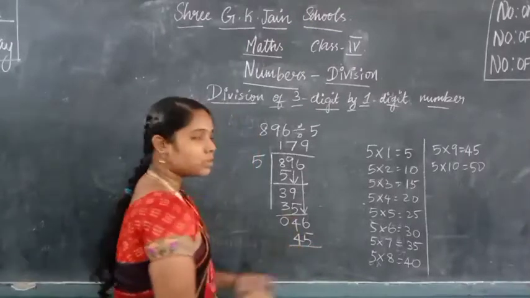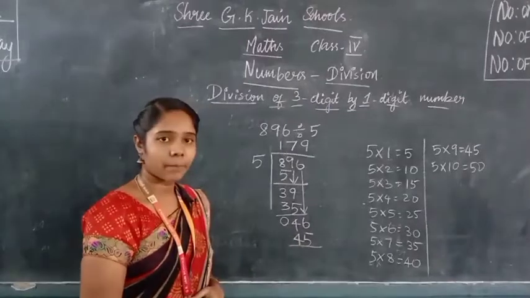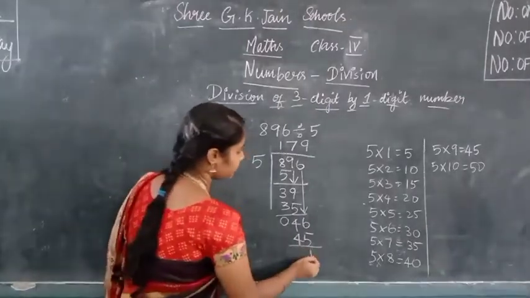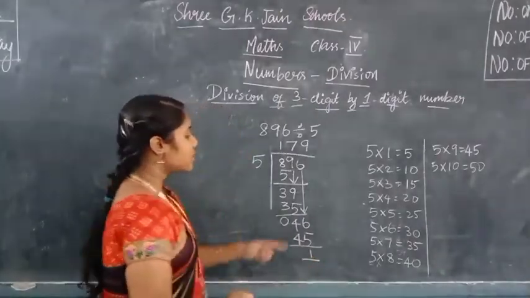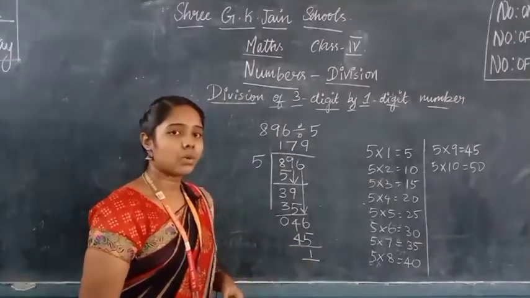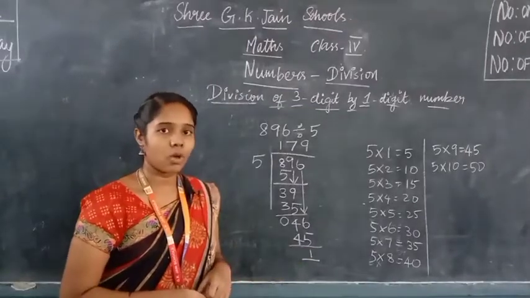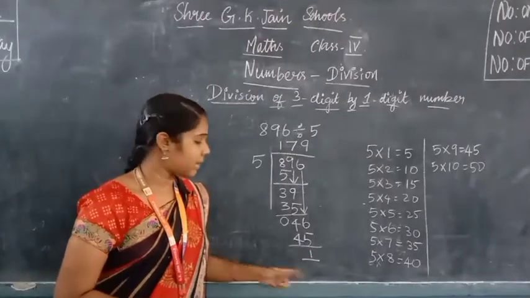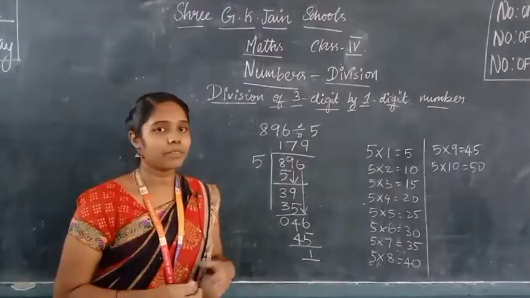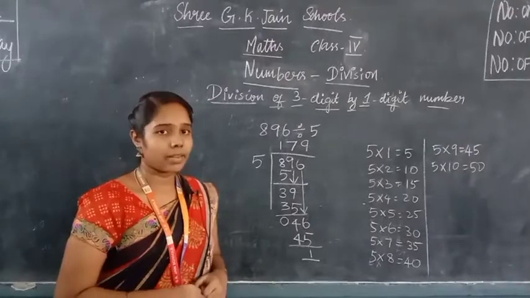Now the next step is we have to subtract. 6 minus 5 is 1. See the sum, we have a remainder here. In some sums of division we will get a remainder of 0. In some sums we will get the remainder as 1, 2, like that. We will get numbers also. Not all remainders will be 0.